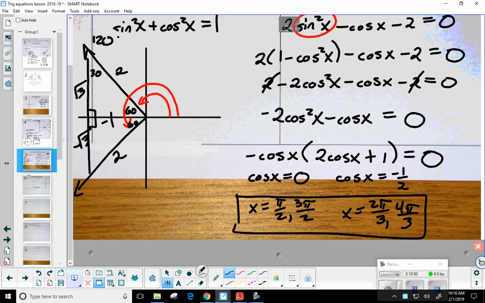And then, Jack, help me out with the other one, the 180 plus 60. Oh, 240. There we go. So if I take those two answers, 120 is 2 pi over 3 radians, and 240 is 4 pi over 3 radians. Okay. All right.